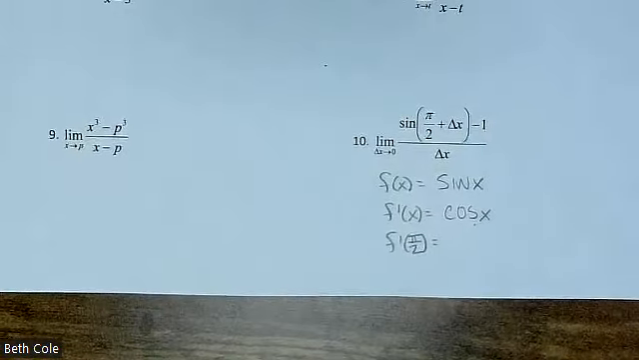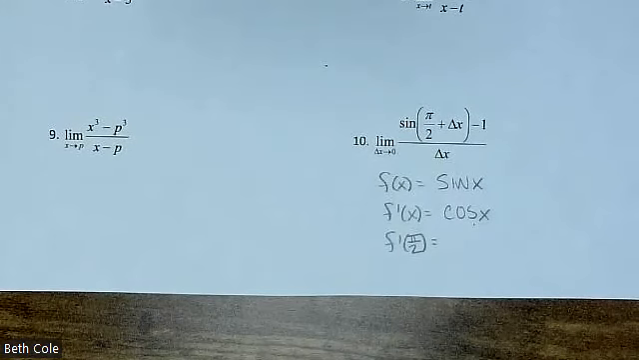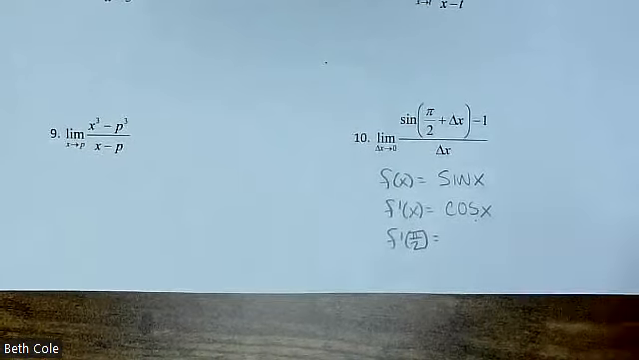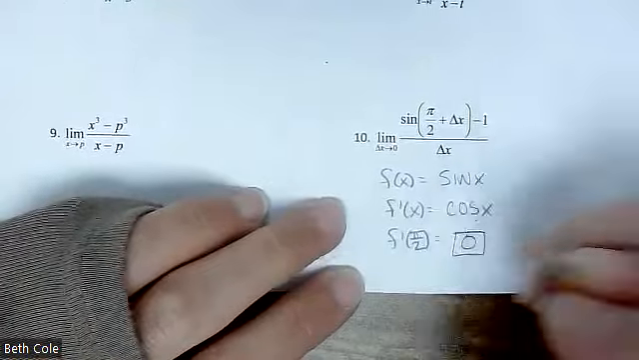Good. On your unit circle, where is pi over 2? It's at the top. It's the point (0, 1). Cosine is what part of that? X, which is 0. Perfect.